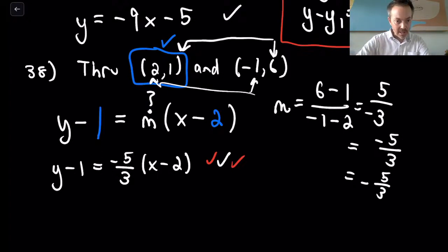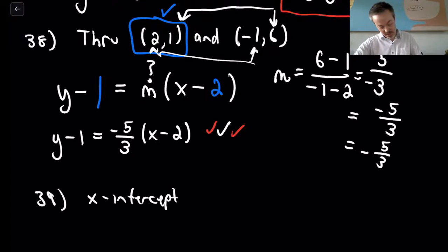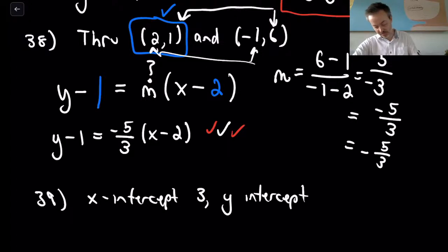How are we doing on this line stuff? Okay, so 39 is just a little sort of trick question. Well, not really. So I think 39, hopefully, that one's not too bad either.